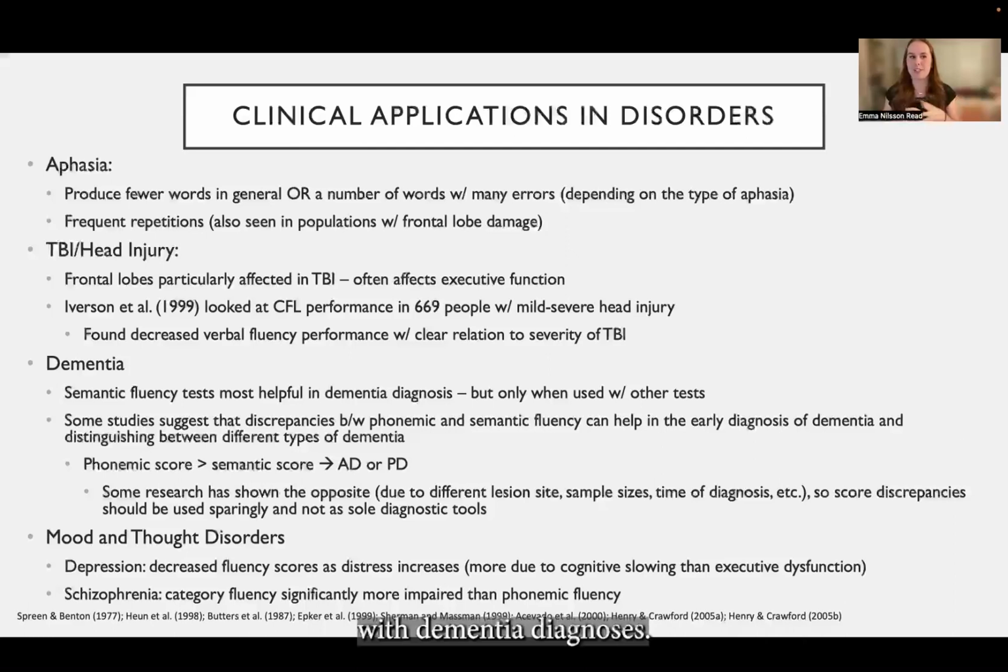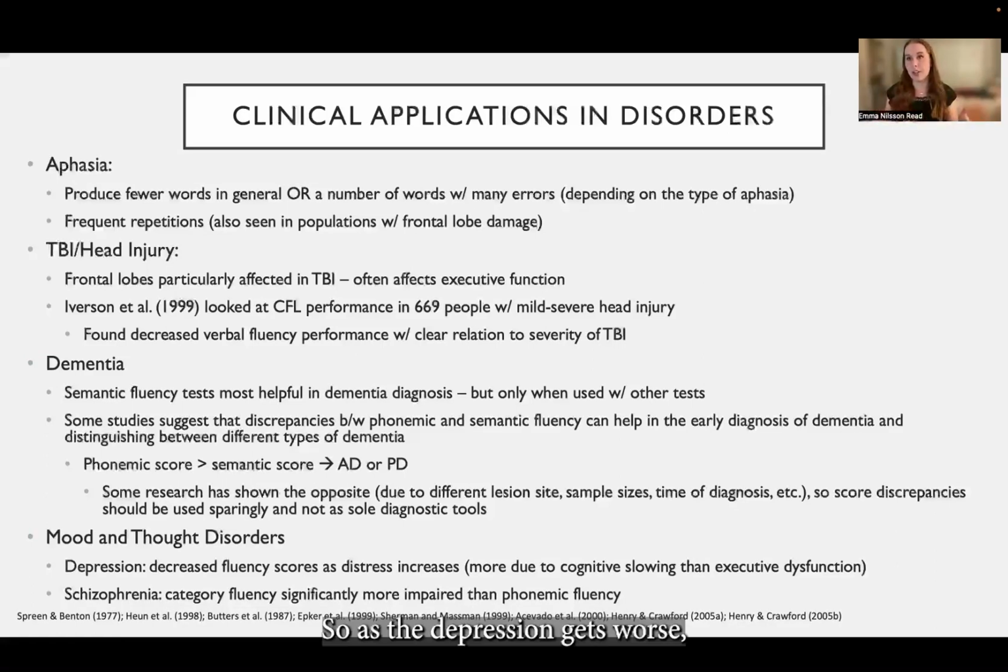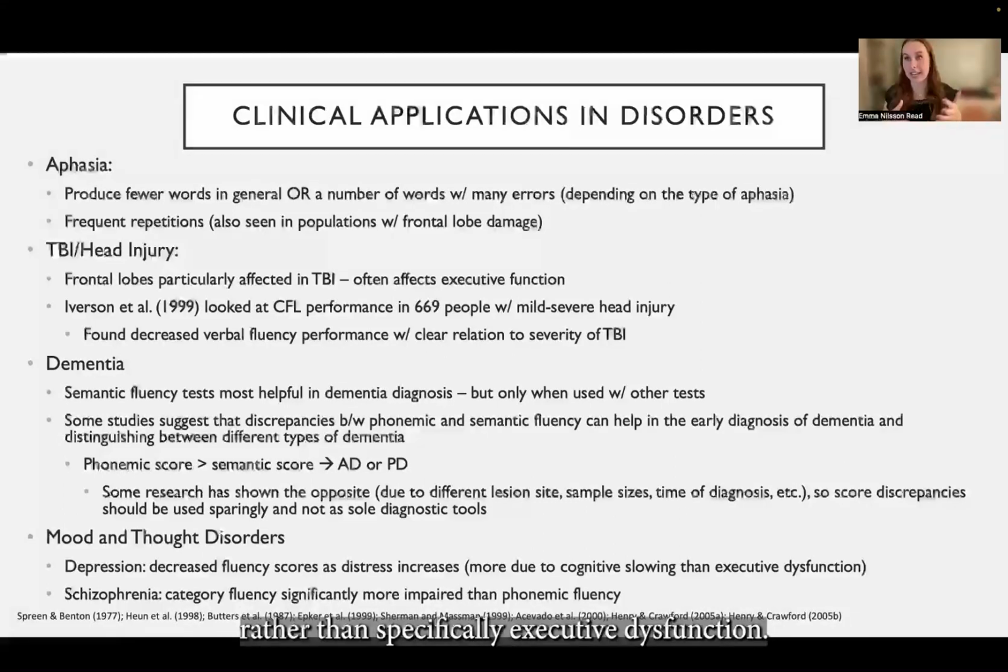With dementia diagnoses. And then lastly, mood and thought disorders. In depression, they see decreased fluency scores as distress increases. So as the depression gets worse, the verbal fluency decreases. And they think that that's more due to cognitive slowing in general, rather than specifically executive dysfunction. And also in schizophrenia, they saw that category fluency was significantly more impaired than phonemic fluency.